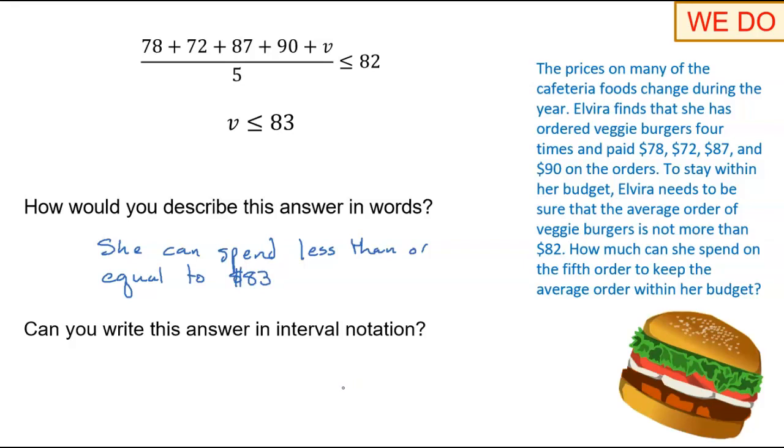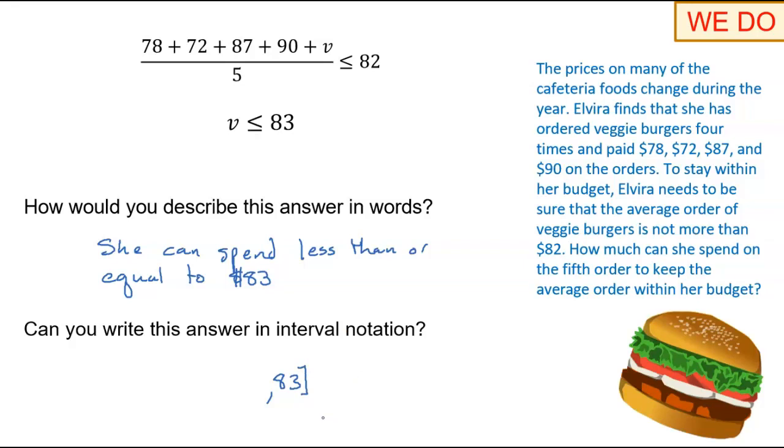And can we write this in interval notation? Sure we can. 83 is our top value again. That's our alligator big side. So 83 is our second value. We include it because of that equal sign. So we have square brackets.